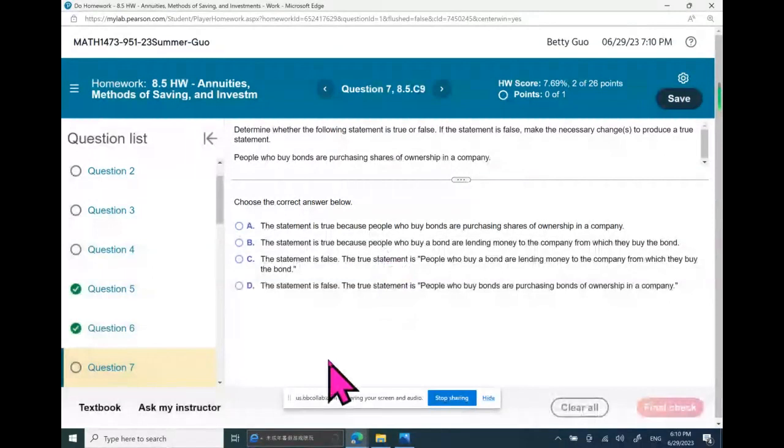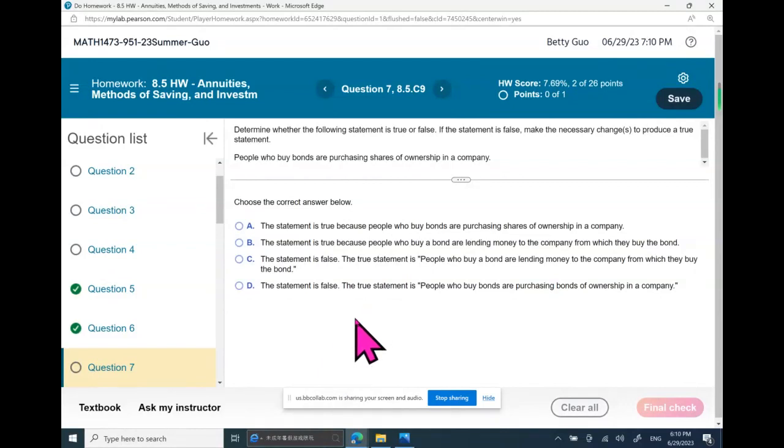Determine whether the following statement is true or false. If the statement is false, make a necessary change. Okay, people who buy bonds are purchasing shares of ownership in a company. That is false. People who buy stocks are purchasing ownership.